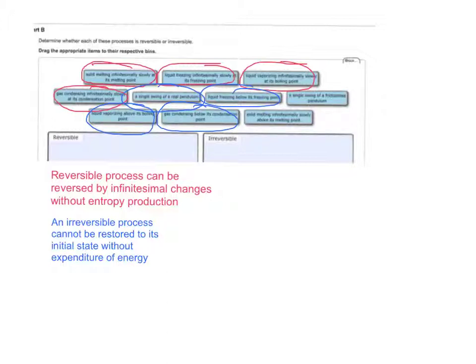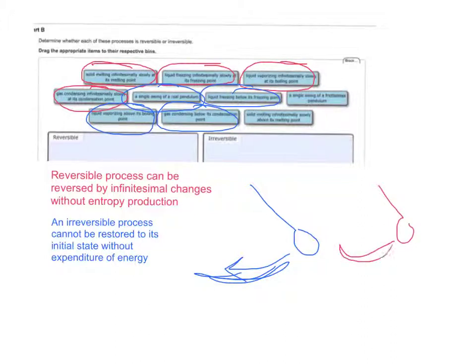So if I draw a pendulum here and we swing it, it will swing for a while, it'll go back and forth, but eventually it stops. And that's because there is some friction. If the pendulum was frictionless, it would continue to swing back and forth forever. And so that is reversible. So a single swing of a frictionless pendulum is a reversible process.